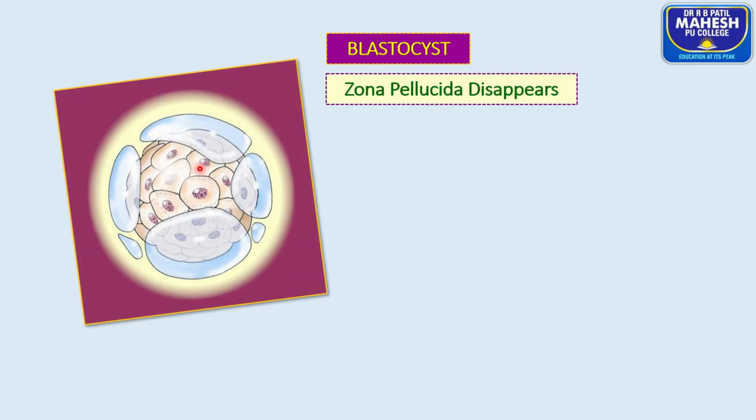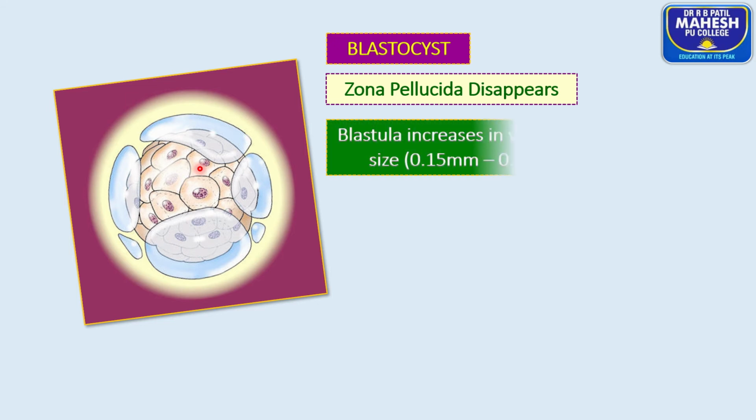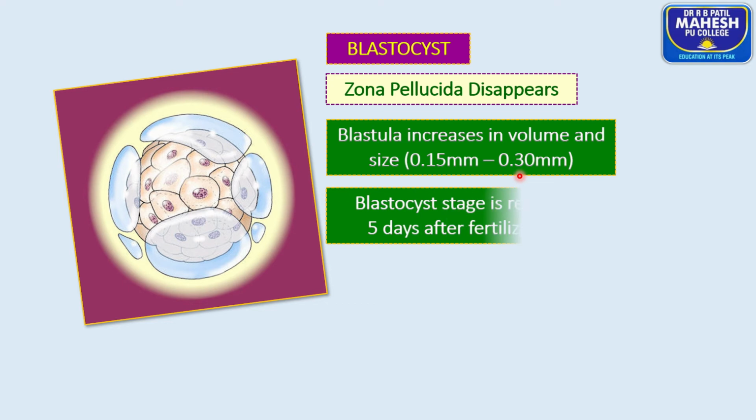When it reaches the blastocyst stage, the zona pellucida disappears, and the blastula increases in volume, from 0.15 mm to 0.30 mm. The blastocyst stage is reached 5 days after fertilization. Then it moves towards the wall of the uterus on about the sixth day after fertilization.